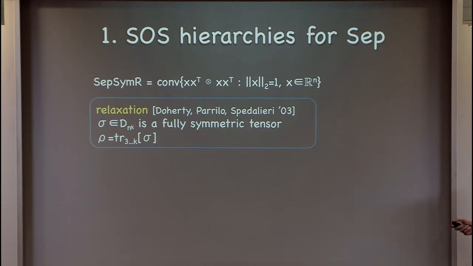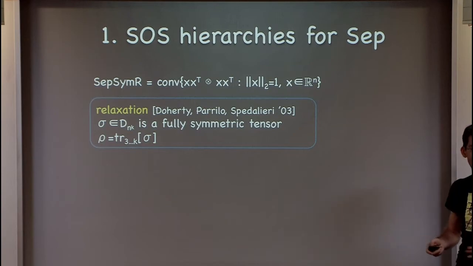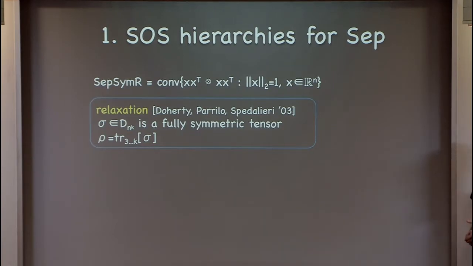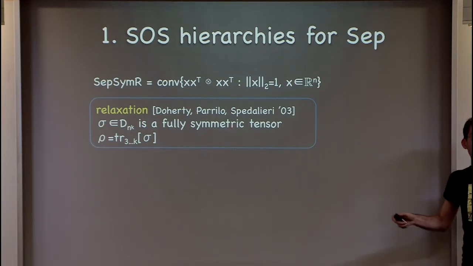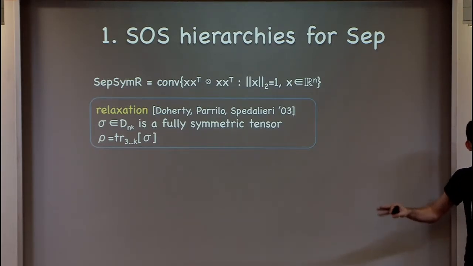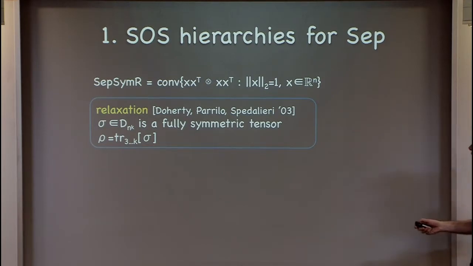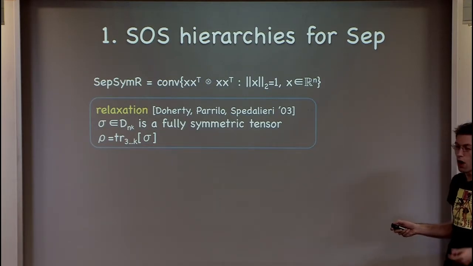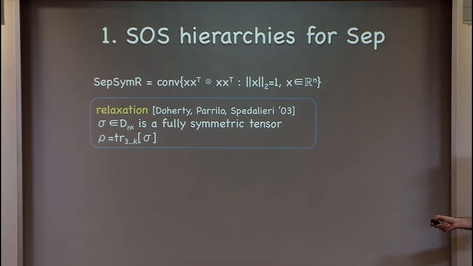So the way it works is you take sigma to be a density matrix of dimension n to the k, so you can think of it as having k systems, each n-dimensional. And you demand that it be fully symmetric, so there's 2k indices, and if you permute them in any way, you get back the same thing. And then if you trace out all but 2 systems, what you're left with is your approximation here.